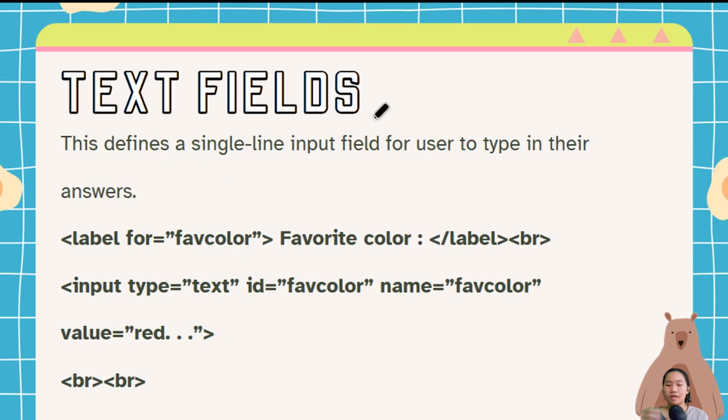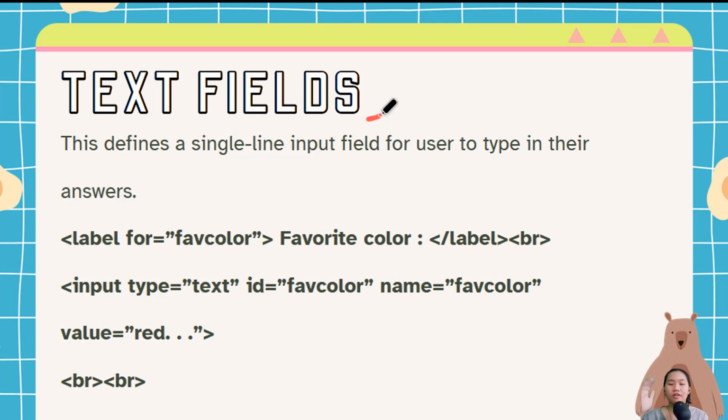Now, let's take a brief look at one of the input types so we can sort of gauge our expectations for the other input types that we've seen. And I'm talking about the text field, okay? This is a single line input field for the user to type in their answers, and it's very self-explanatory. It's just a text field for the user to put in their text. And here are the example codes.